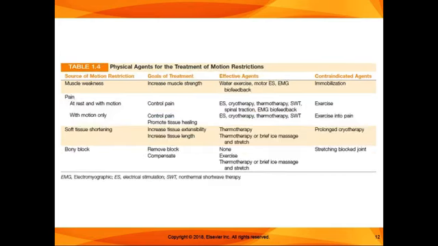For treatment of motion restrictions, you can have muscle weakness is causing motion restriction, pain with motion or rest, soft tissue shortening, bony block. There are not a lot of effective physical agents for that besides surgery, but we'll talk more about that in your orthopedics class. But there are different things that we use to treat motion restrictions, and then some things that we don't do. We don't want to exercise into pain. That's a bad idea.